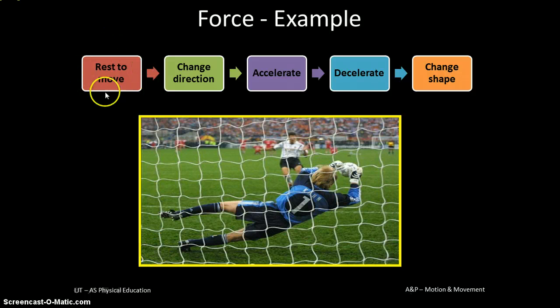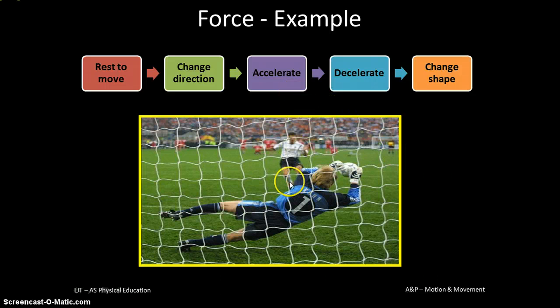So, rest to move, so an object from rest to motion. Could be the ball on the penalty spot. When a force has been applied by the penalty taker, the ball is then moving, or the goalkeeper is at rest, stationary, stood up, and then they apply a force via their legs onto the ground, and then they create motion. So there's a couple of examples of how that outcome can be explained through this example. Changing direction. So again, the ball makes contact with the goalkeeper's gloves, and the ball might ping off at a different direction.